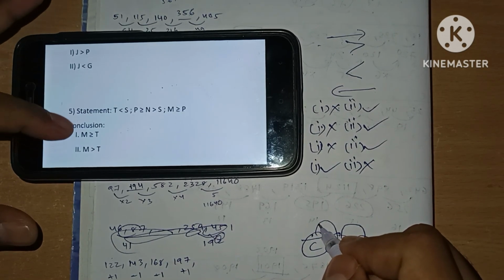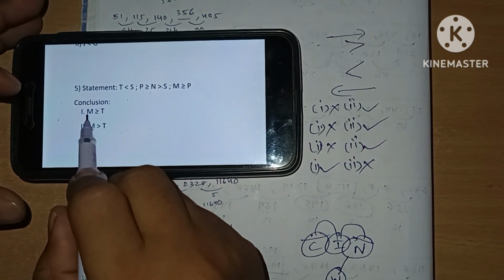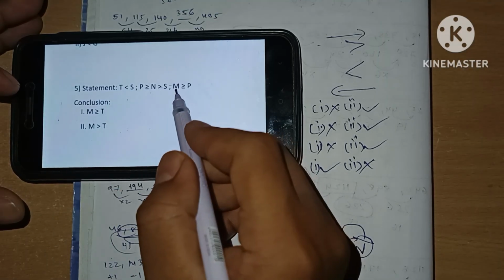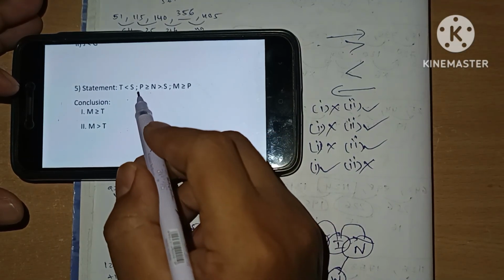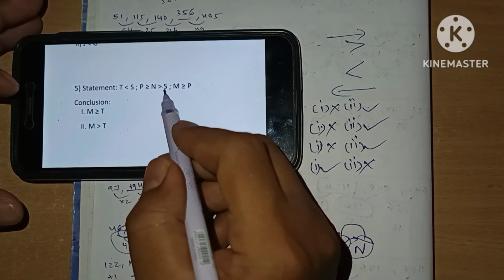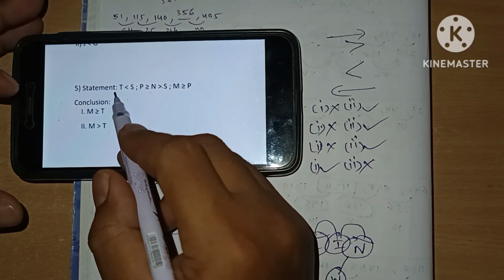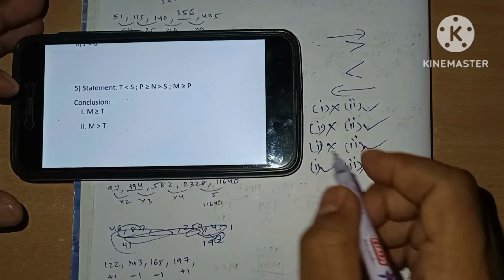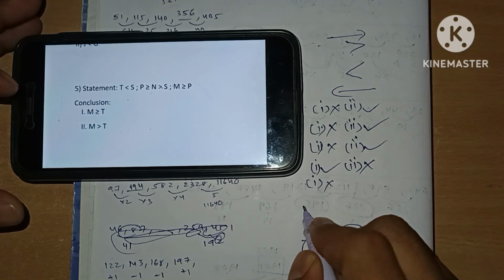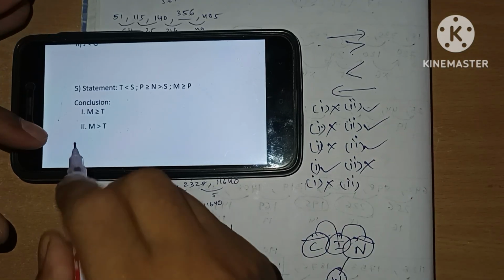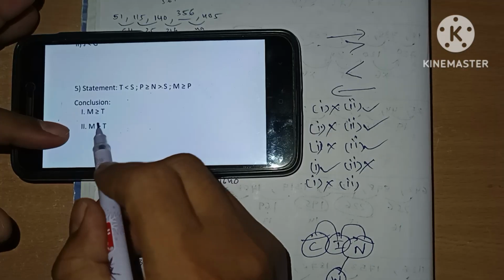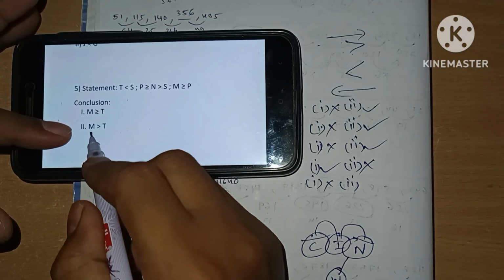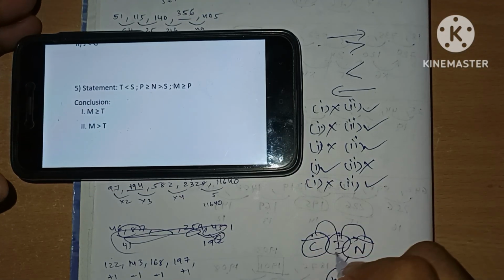Let's see fifth question. The flow from M to T with everywhere equal to. From M we can reach to P. From P we can reach to N and S. From S we can reach to T. But there is missing of equal to here. So first conclusion will be false. Second conclusion, we already saw the flow. We can reach M to T. So second conclusion will be true.